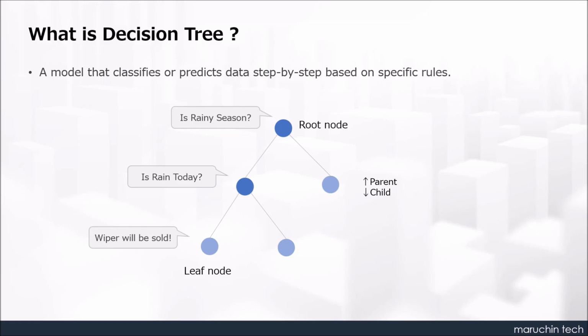One major advantage of decision trees is that their structure is clear. It is easy for humans to understand why the model reached a certain conclusion. On the other hand, they have a disadvantage. They are prone to overfitting.